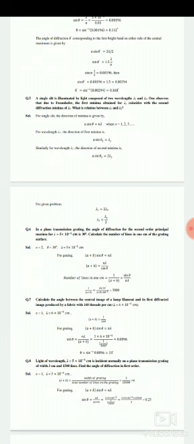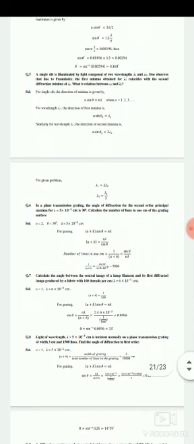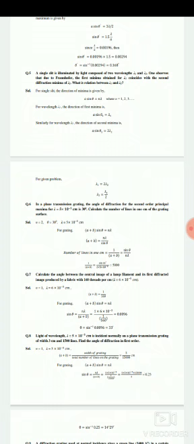Now question number 5. A single slit is illuminated by light composed of two wavelengths lambda 1 and lambda 2. One observes that in the Fraunhofer diffraction, the first minima obtained for lambda 1 coincides with the second diffraction minima of lambda 2. What is the relation between lambda 1 and lambda 2?